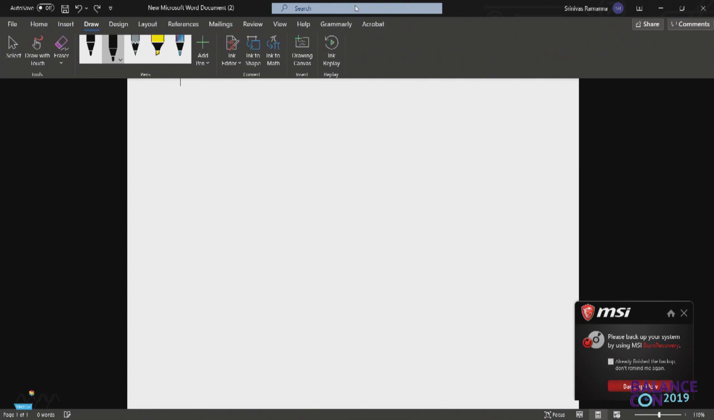I'll use the correct color. I'll go back to that. Can you see the next page?